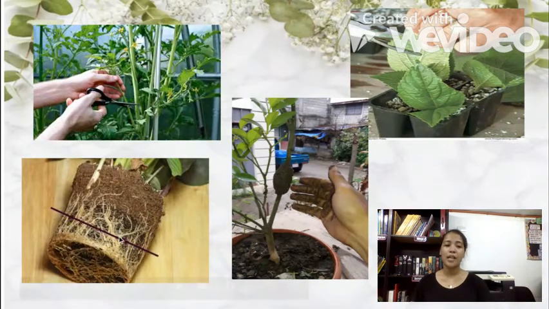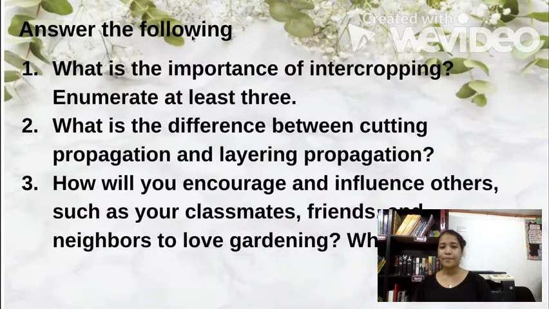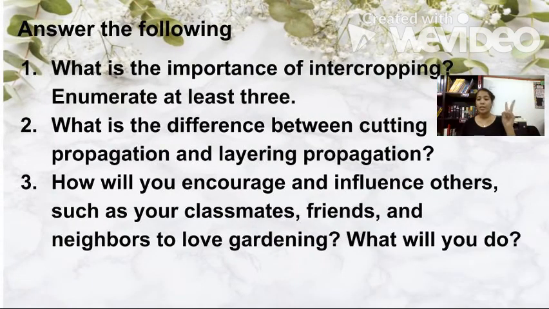Next, we have leaf cutting. The other one is root cutting. Okay? So again, what are the two ways of plant propagation? We have cutting and layering. Under cutting, we have stem cutting, leaf cutting, and root cutting. For layering, we have marcotting. Clear? All right, so again, what are the steps in intercropping? We have plan, draw, and plant.